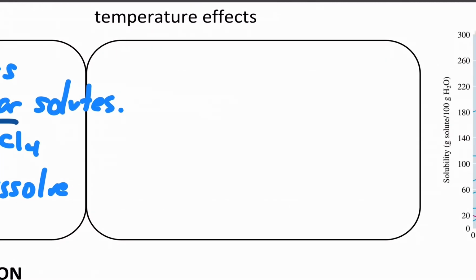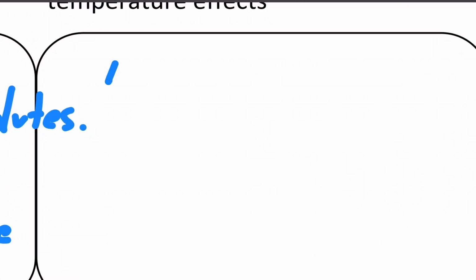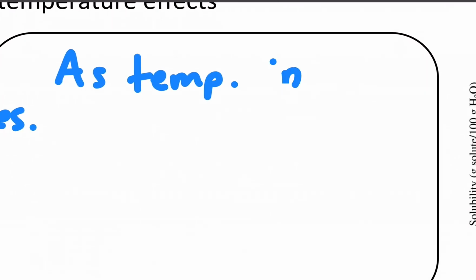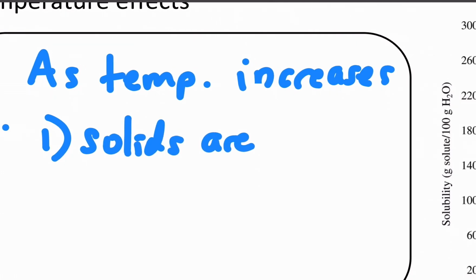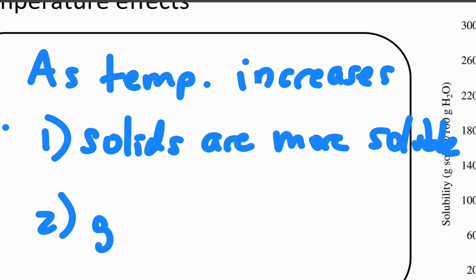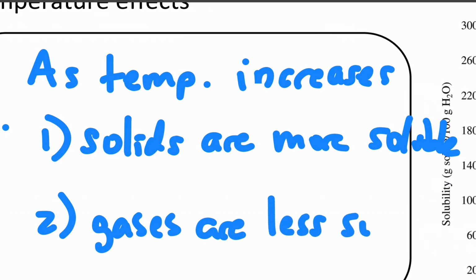How else can we get things to dissolve better? The main thing is temperature. Number one, as temperature increases, solids are almost always more soluble. This is not true across the board, but I'm going to write it. Solids are more soluble. And gases are less soluble.